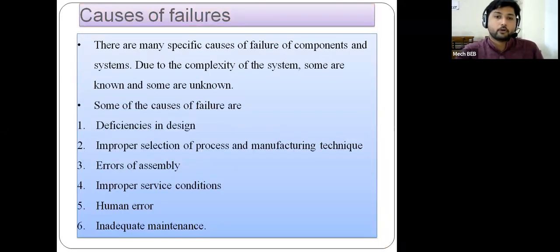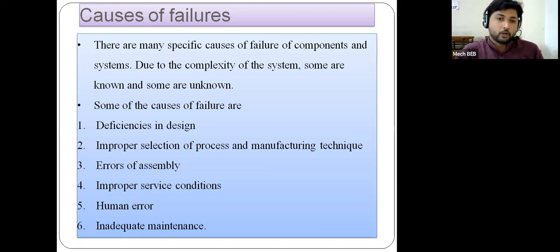Now what are the different causes related to failure? If the product or the system of that particular product is a simpler one, then it is very easy to understand the reason for failure. But sometimes there are very complex product systems, and in that case we are unable to determine the causes of a failure. So some of the causes of failures are listed here.